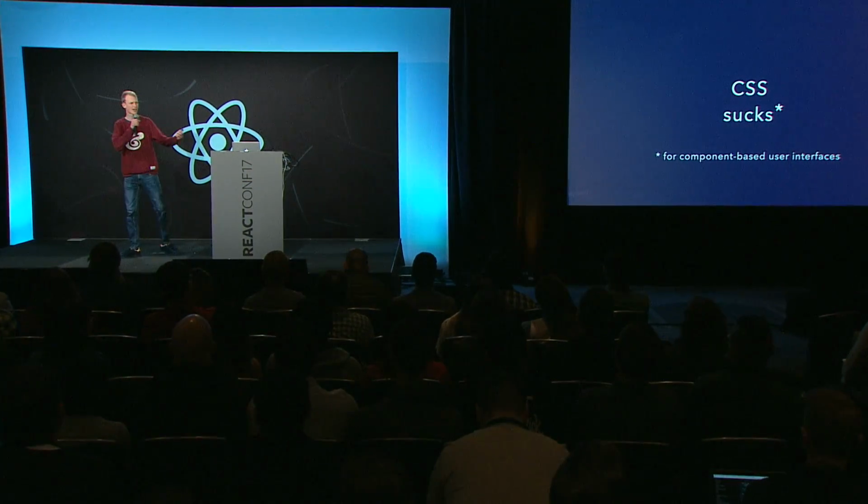CSS was made in an era where the web consisted of documents, right? Scientific papers. It wasn't made for building highly dynamic, interactive user interfaces based on components, right? But that's what we're doing with React. So the question is, how can we take CSS but make it better? How can we make it work for building really complex user interfaces?